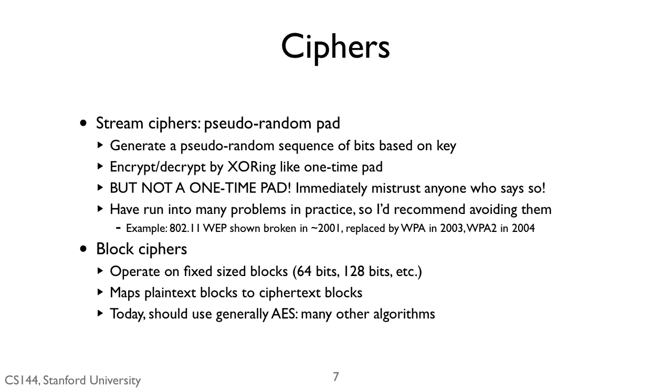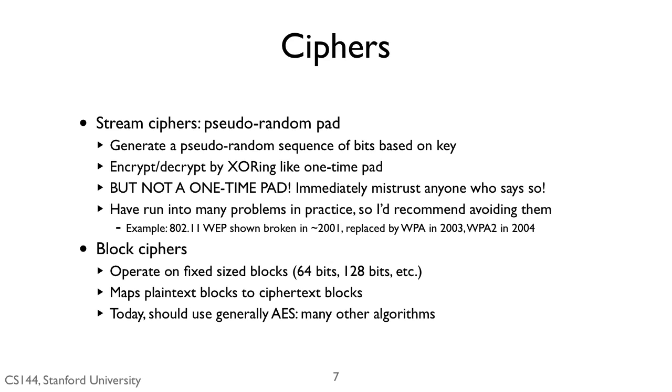Now there are two kinds of symmetric ciphers, stream and block. Stream ciphers generate a pseudo-random pad, a pseudo-random sequence of bits based on the key. You then encrypt and decrypt by XORing with a stream like a one-time pad. But it is not a one-time pad. Immediately mistrust anyone who says it is because they don't know what they're talking about. Generally speaking, stream ciphers have run into lots of problems in practice.